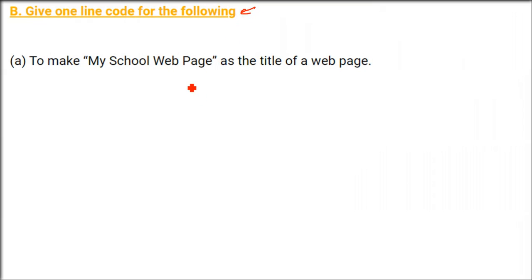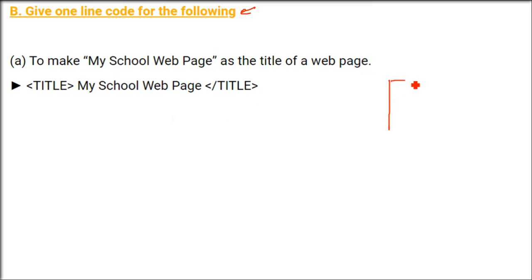Now give one line of code for the following. So we'll use HTML to put this code wherever it is required. For that you need a title in order to make the title. This is the image, this is your web page. So here this will come on the top. I'll just write it in short, my school web page. So this will come here. The title. How to do this?